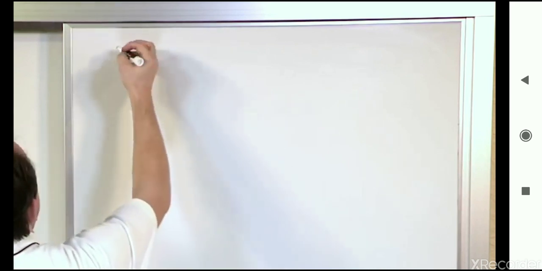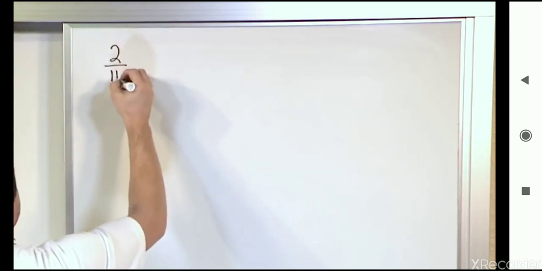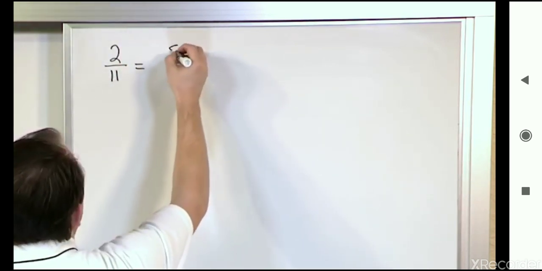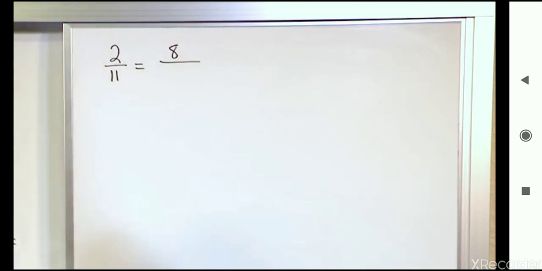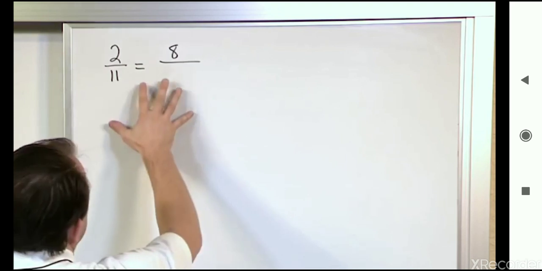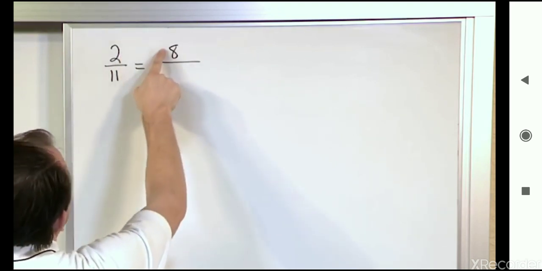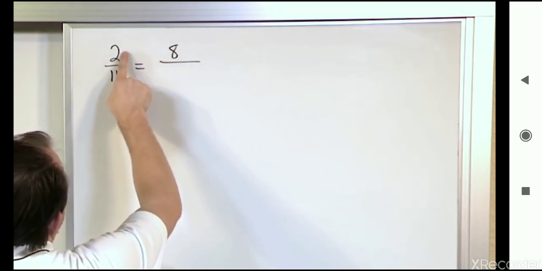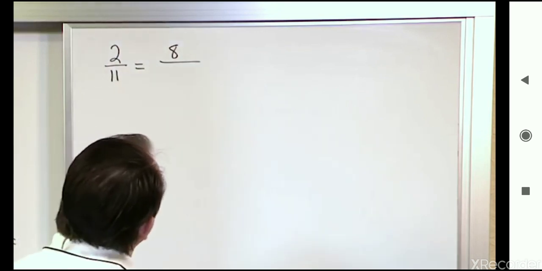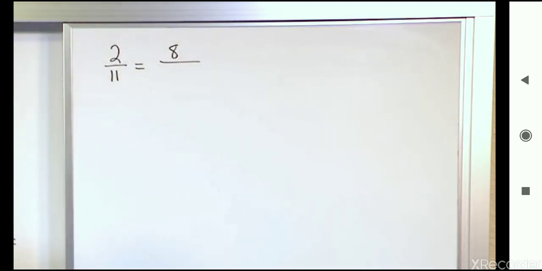All right, let's work some more just to give you a little more practice. What if I have 2/11, and that's equal to 8 over something? It's a blank, and I need to figure out what I need to do. Well, I'm trying to go from 2 to 8 on the top. I have to multiply. 2 times what is going to give me 8? Well, 2 times 4 is 8.